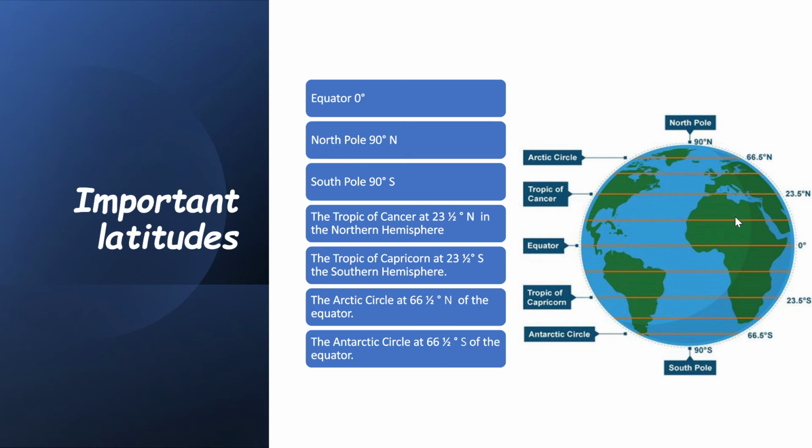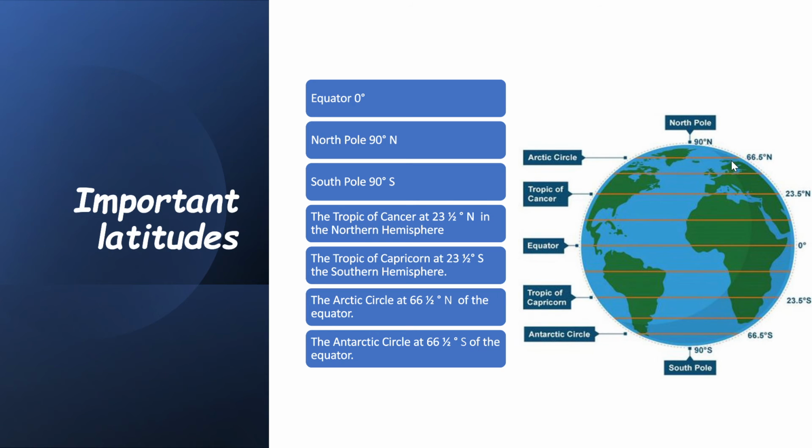One of the important lines of latitude is the Tropic of Cancer, which is 23.5 degree north in the northern hemisphere. Next is the Tropic of Capricorn, which is 23.5 degree south. It lies in the southern hemisphere.